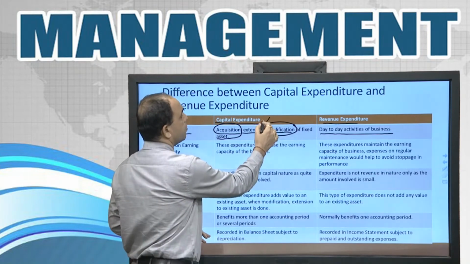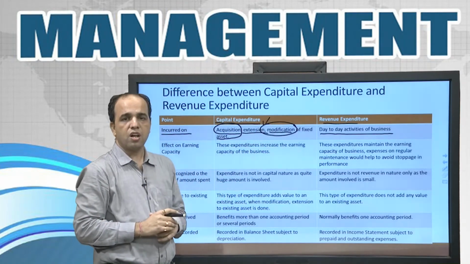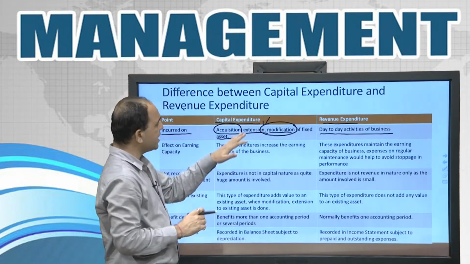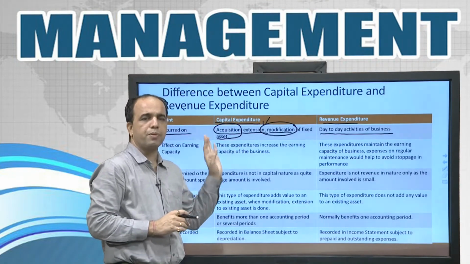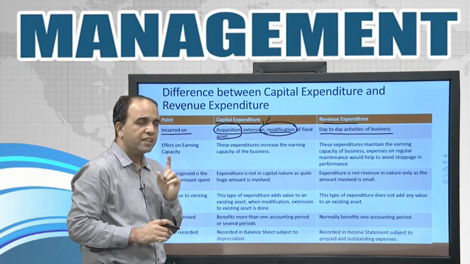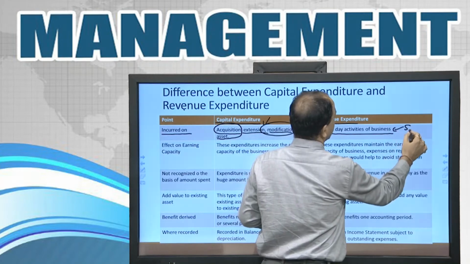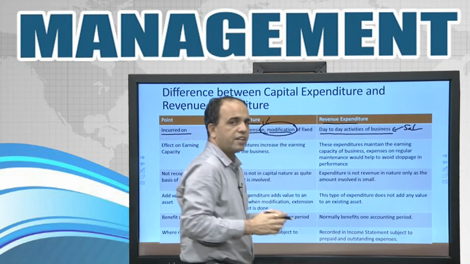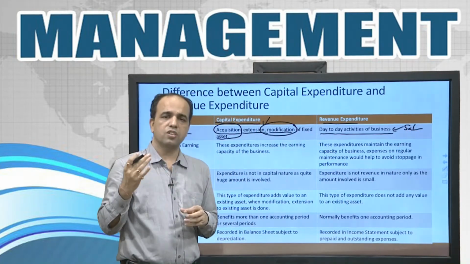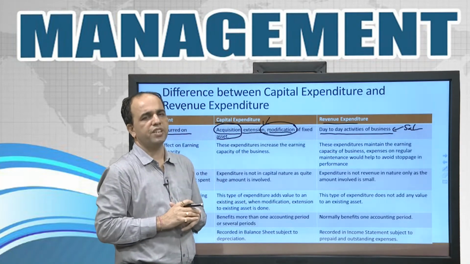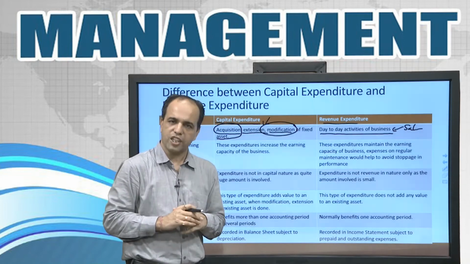Here purchase of machinery, purchase of assets, purchase of land and building, purchase of plant, all these are examples of capital expenditure. But friends, in revenue expenditure, day-to-day activities means either salary, rent, taxes, some postage, stationery and other miscellaneous expenditure, which are considered as revenue expenditure.